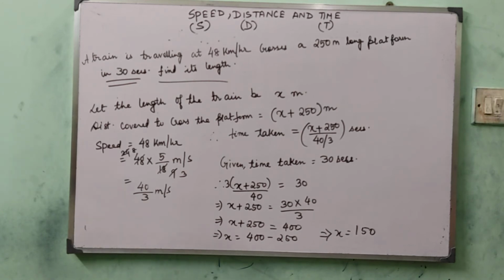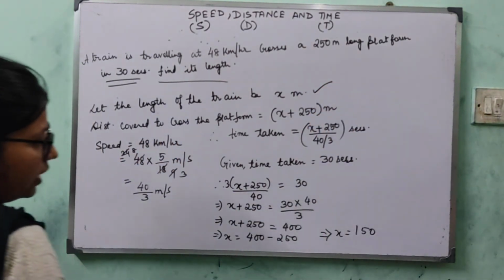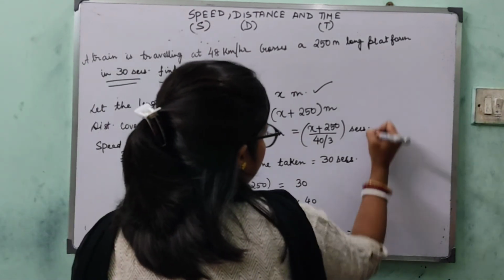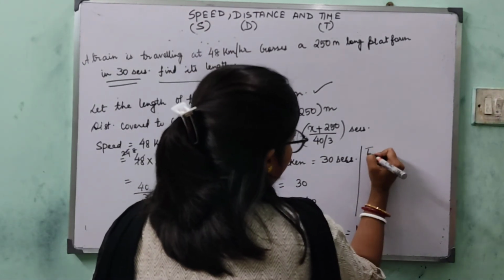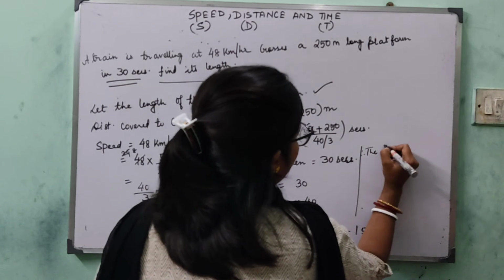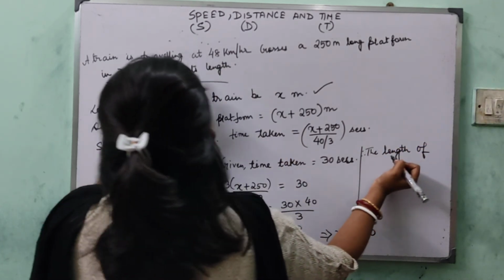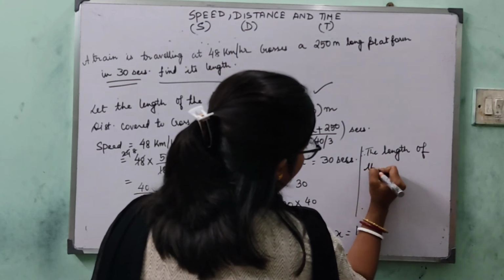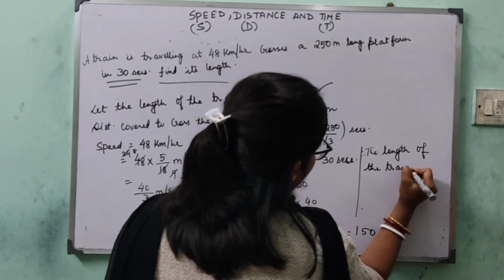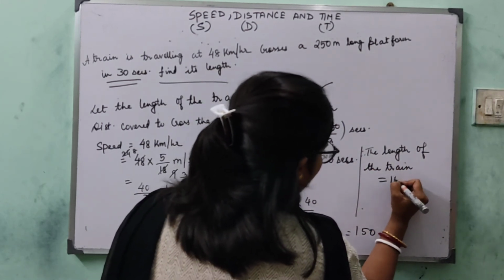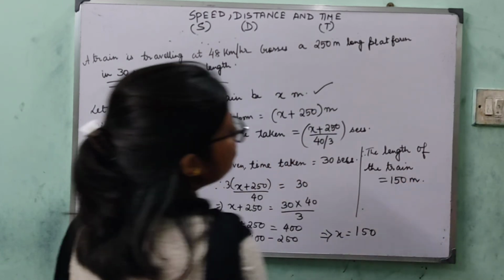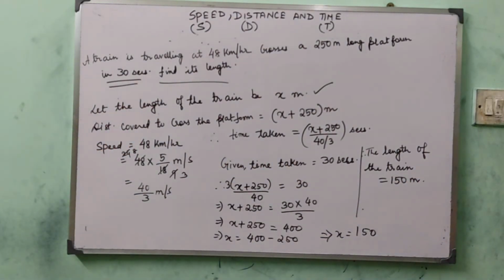So we can say, what is the x? X is the length of the train. That is what we are asked. So we can say, therefore the length of the train equals 150 meters. So it ends over here.